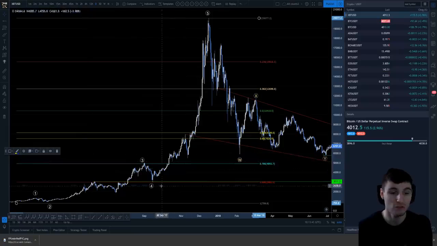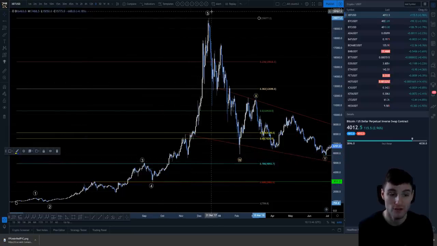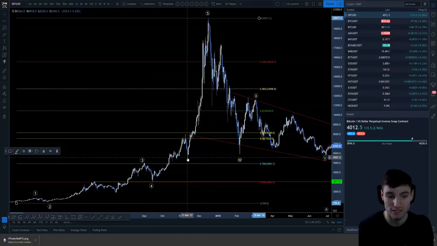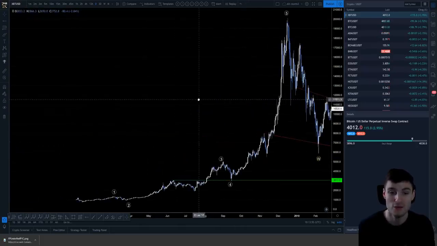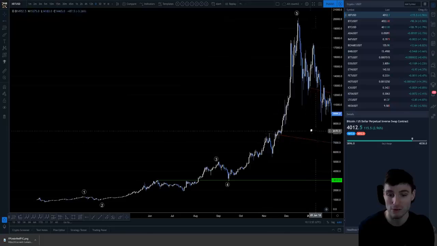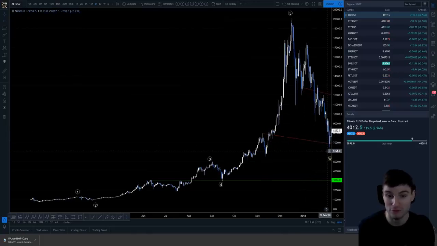But not just that, we also come down to the second wave of the extended 5th. For that 1, 2, 3, 4, 5, we come down to the second wave of the 5th, between the 618 and the 786. So without a doubt, at this point, you would have been looking for buys. When you see this coming down, you would have been looking for buys in the moment.